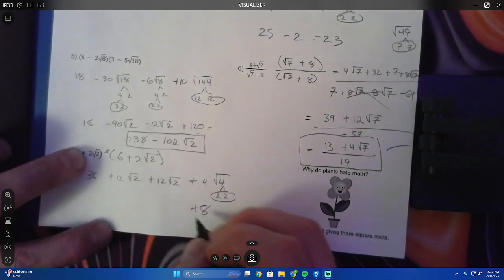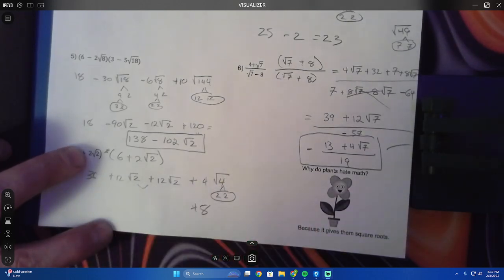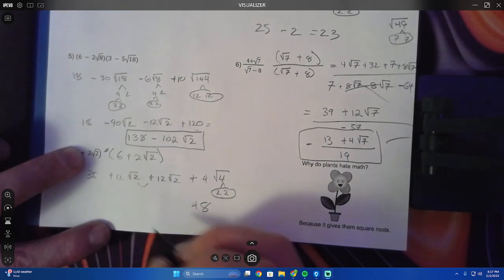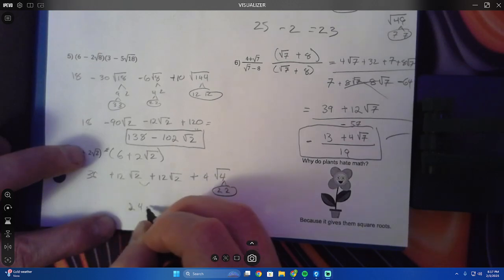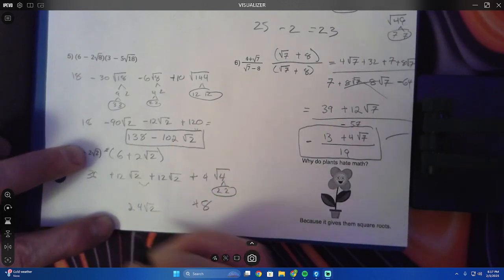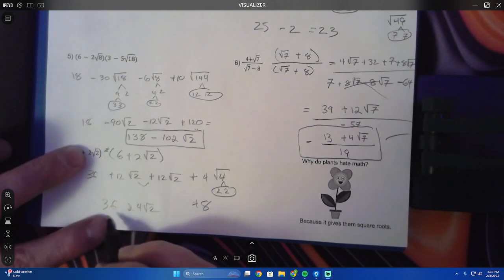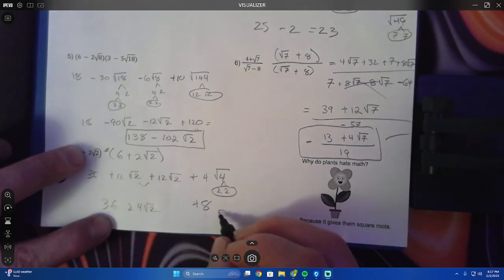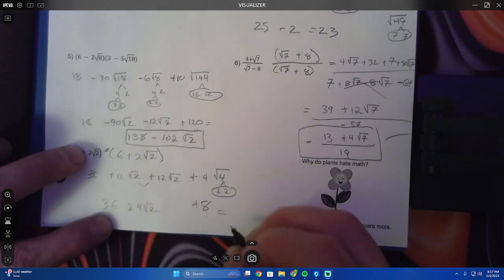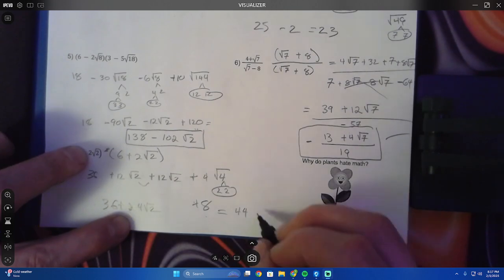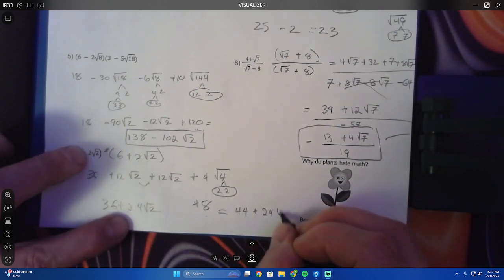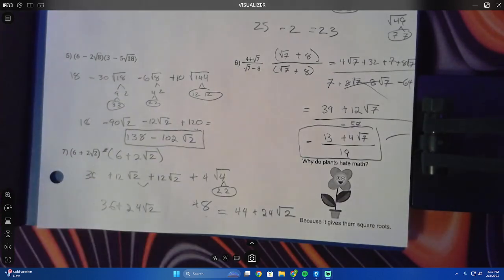I can't simplify that, but I could combine my like terms here. So I know 12 root 2 plus 12 root 2 is 24 root 2, and then I have 36. I have 36 and 8 that I can combine, leaving my final answer as 44 plus 24 root 2.